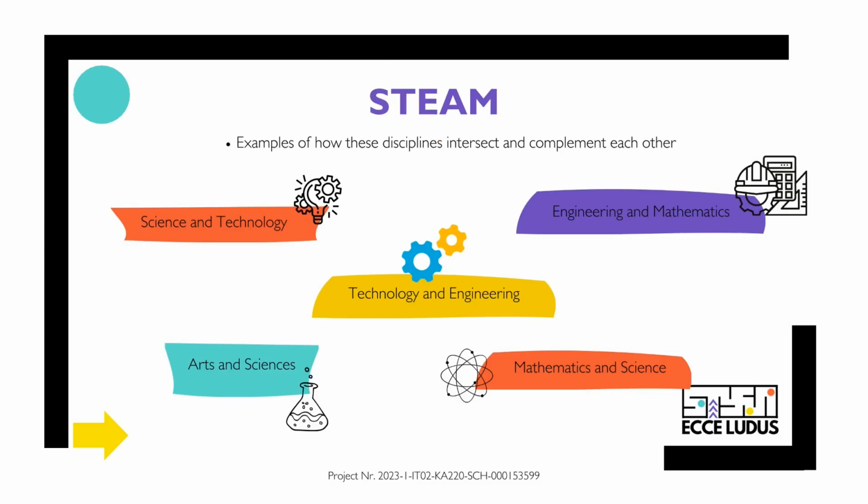Let's see some examples of how these disciplines intersect and complement each other. Advances in technology often stem from scientific discoveries, and technology enables scientists to conduct experiments and analyze data more efficiently. Technology is a key tool in the engineering design process, enabling engineers to create prototypes, simulate designs, and optimize solutions. Mathematics provides the foundational principles and analytical tools used in engineering design, from calculating structural loads to optimizing algorithms.